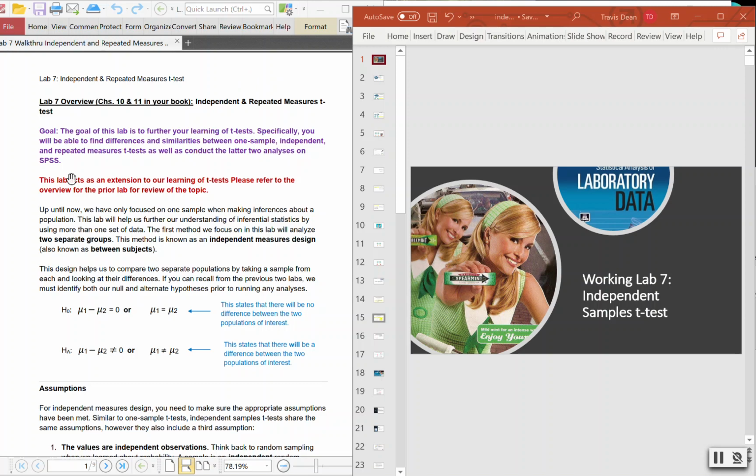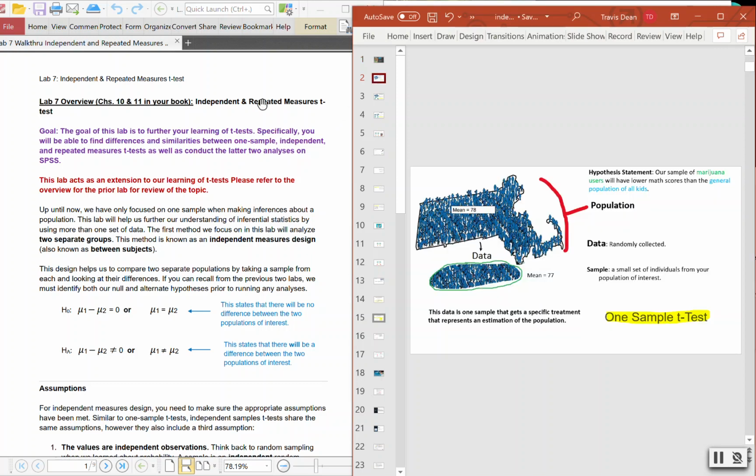So we looked at one sample t-test, and now we're going to be looking at independent samples t-tests. And basically what this is, we're adding on to what we learned before, and we're just doubling it. And as the theme goes with spearmint gum, you're just doubling the fun. So let's go ahead and dive on into it.